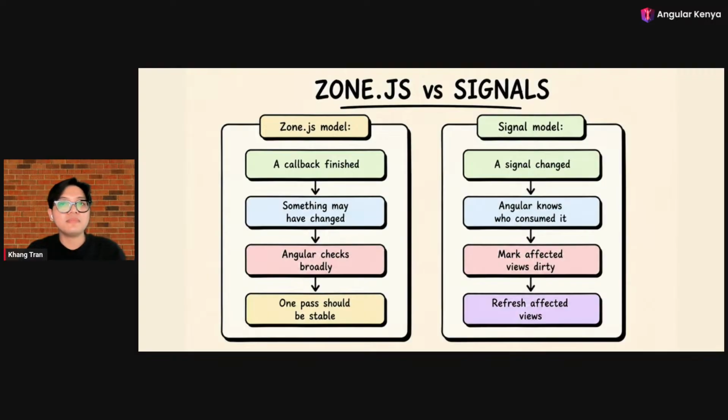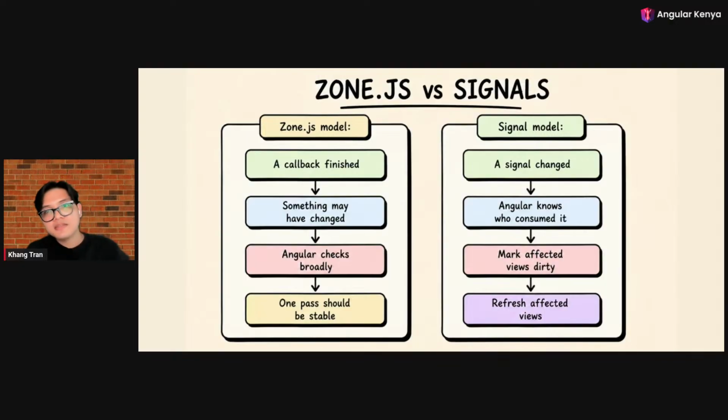It tells Angular something happened, maybe a callback finished, maybe the UI needs to update, but Zone.js does not know what state changed, and it does not know which part of the UI depends on that state. So Angular has to check roughly and rely on the idea that in one pass everything should stay stable. But with signals, we give Angular something different. They give Angular the dependency information.